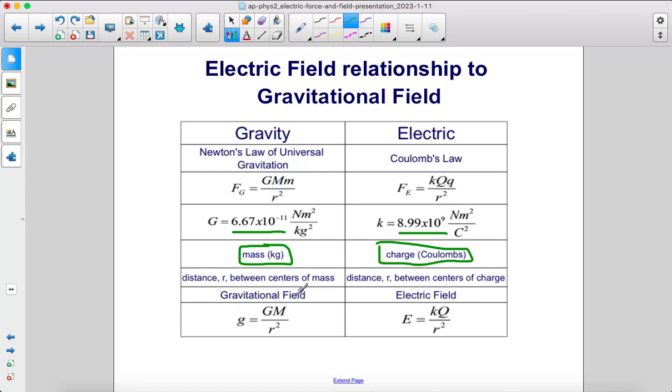And gravitational field and electric field equations also look really similar. So to get the gravitational field equation, you just divide the force of gravity by m. To get the electric field equation, you just divide the electric force by little q. So those go away, and we are left with the equations for the field due to one of the objects.